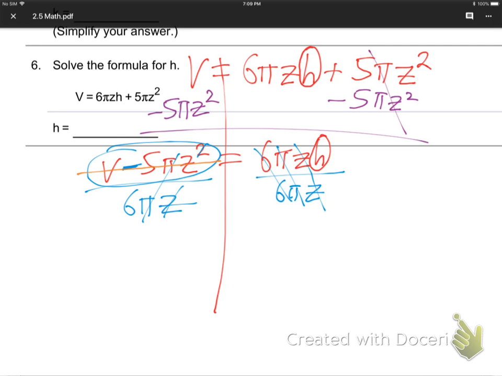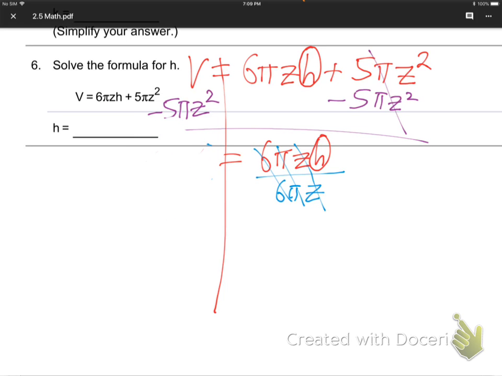Yeah, good. And so we can't cancel anything here, right? Because this is a package deal. It's all or it's nothing. We can't cancel all of it, right? There's no v down here. So we cancel nothing. I kind of scribbled it all up now. Let me put it back the way it was. So the final answer then, we cannot cancel anything over here. v minus 5 pi z squared over 6 pi z. That's just it. We can't simplify that at all.